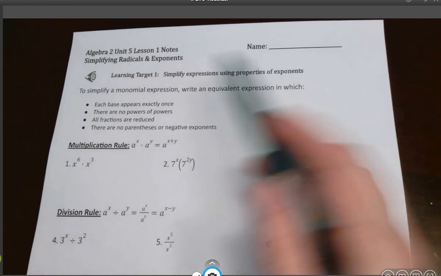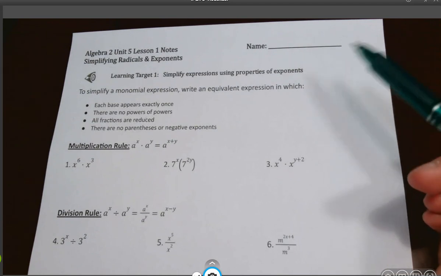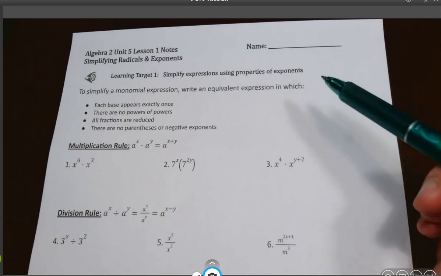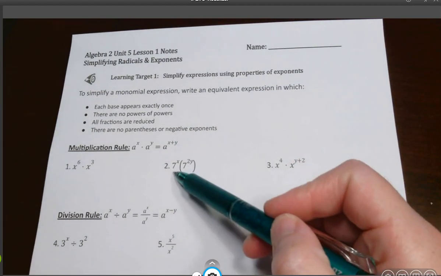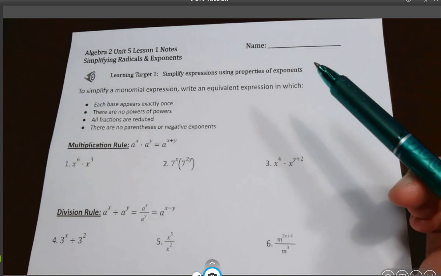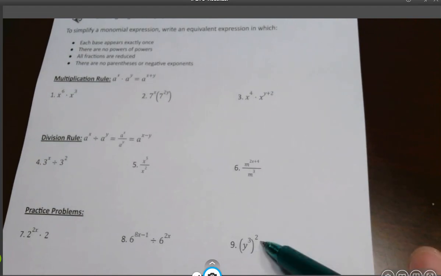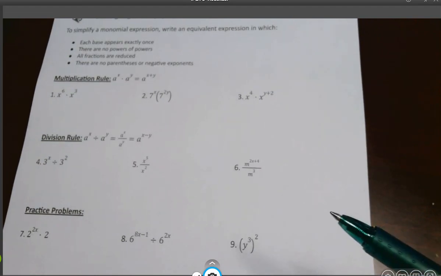You'll be asked to simplify some expressions, and when you simplify expressions, your final answer will make sure that each base appears exactly once. So for example, here the base of 7 appears twice, so we know it's not done. There are no powers of powers in your final answer. For example, here number 9, this is a power of a power, so you know that's also not done.